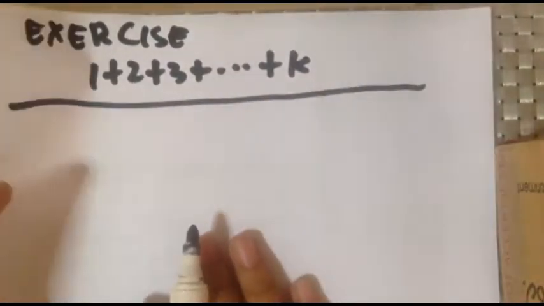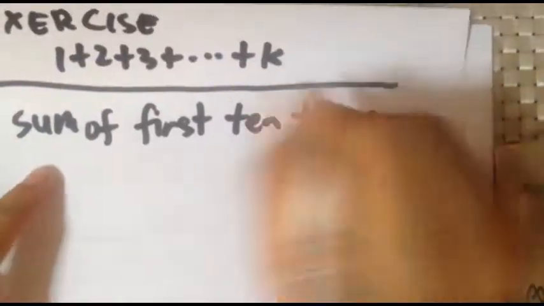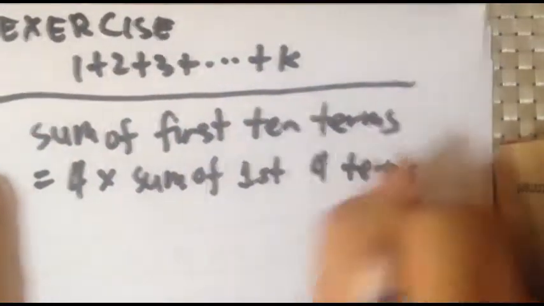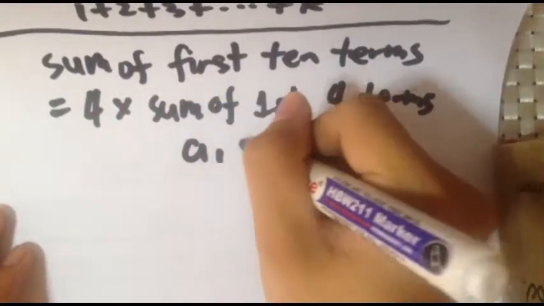Let's try a more difficult problem from the AHSME 1952. If the sum of the first 10 terms of an arithmetic progression is 4 times the sum of the first 5 terms, find the ratio of the first term to the common difference.